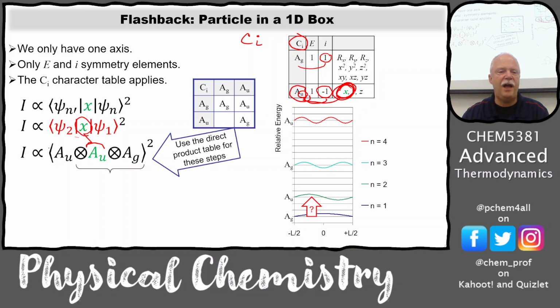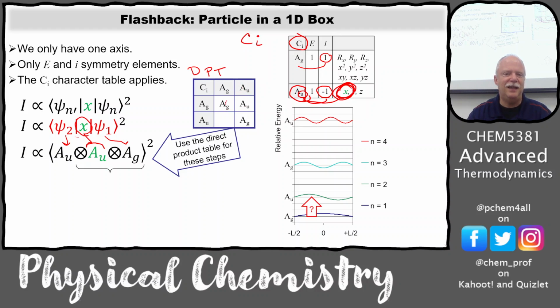So then once we get to this point where we have the symmetries, we have the symmetry of wave function 1 right here, the symmetry of wave function 2 right here, the symmetry of light. Then we use this direct product table right here. So that's what this is called, direct product table.